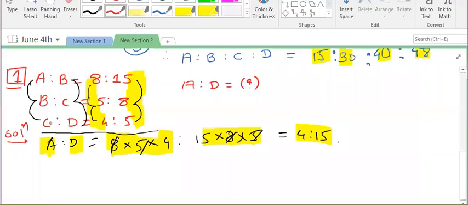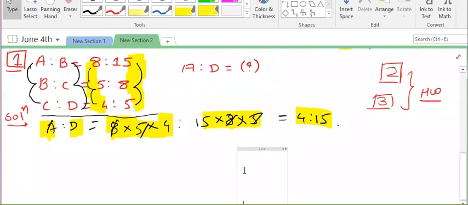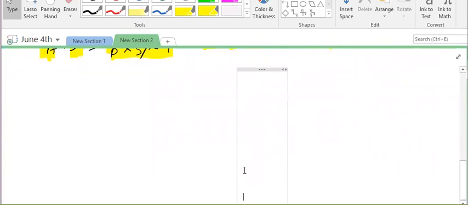After question 1, I am going to give you question 2 and 3 from homework. Question 2 and 3 I will share you in the group. Okay, so question 2 and 3 आपको homework से करना है. Right. Now I am giving you question number 4, or I am showing you how to do question number 4. Okay. So see that question.